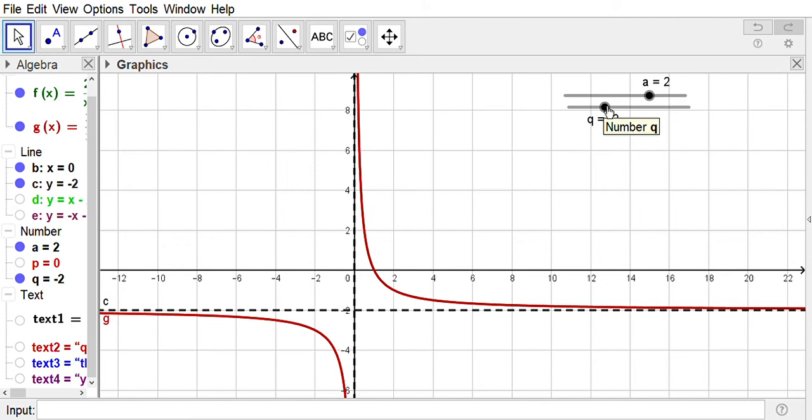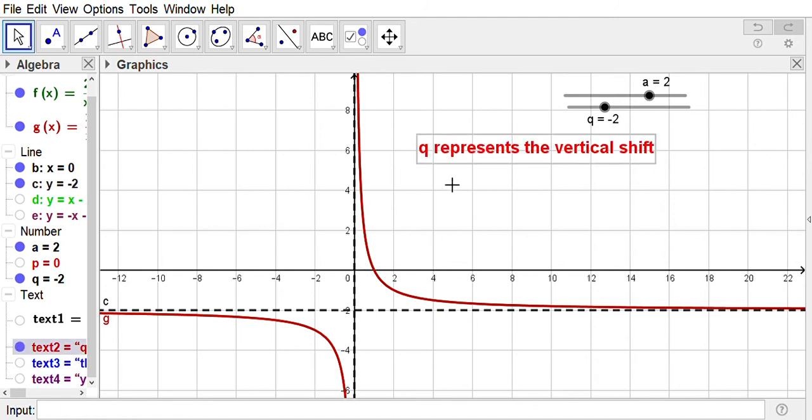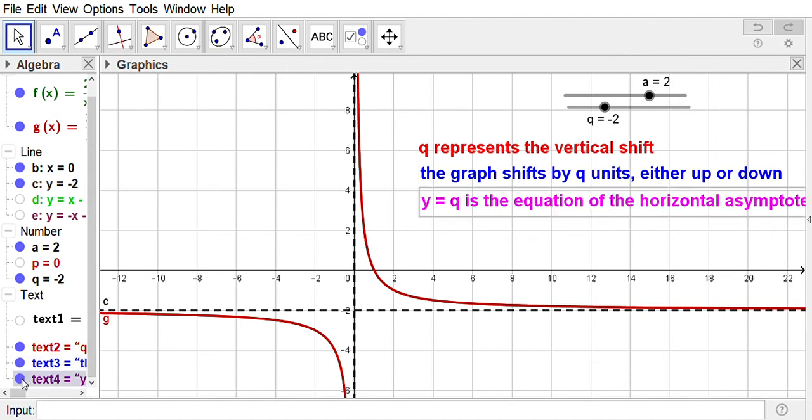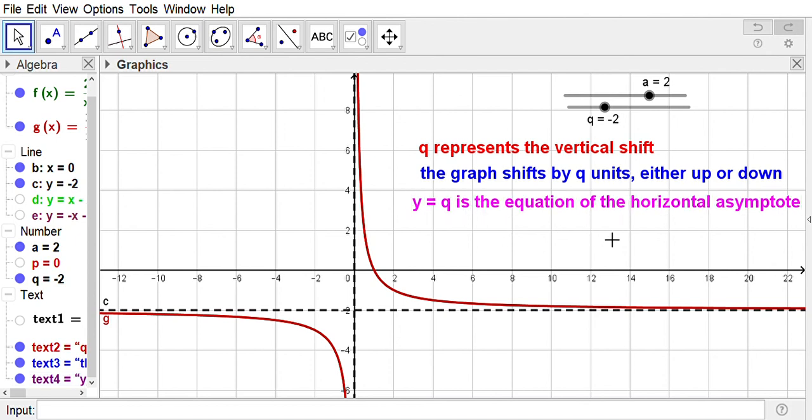So what we notice here is the following. Number 1 is that Q represents the vertical shift. So that means the graph either shifts up or down. And next is that the graph shifts by Q units, either up or down. And lastly, Q is the equation of the horizontal asymptote for the graph.